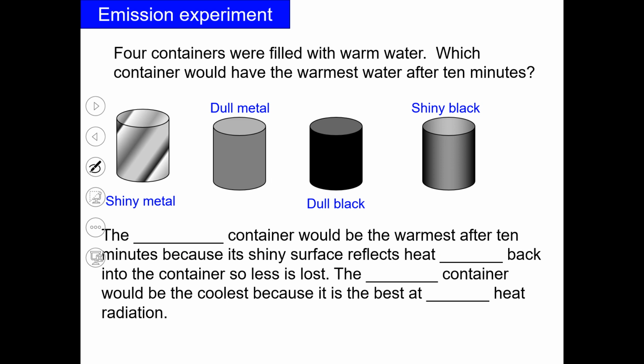Example of the emission experiment. Look at this. We have four different kinds of material. One is shiny metal, one is dull metal, one is dull black, and one is shiny black. Four containers were filled with warm water, all with the same amount of water. Which container would have the warmest water after 10 minutes? You can try this at home as a small experiment, and you can give the answer.